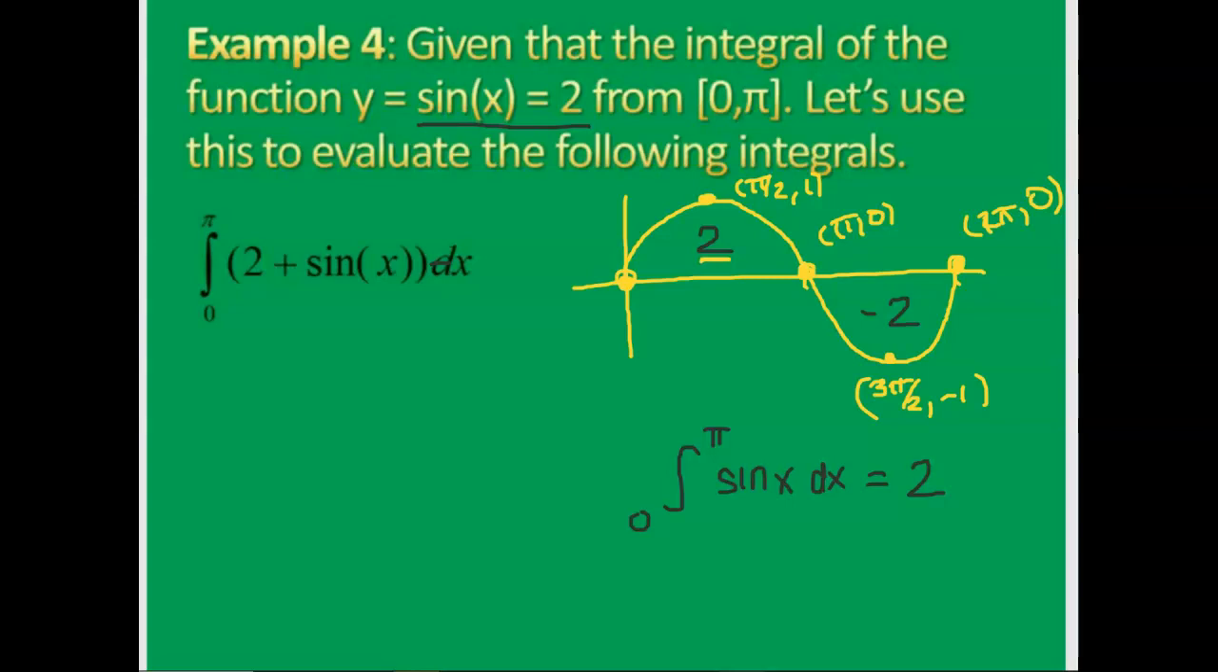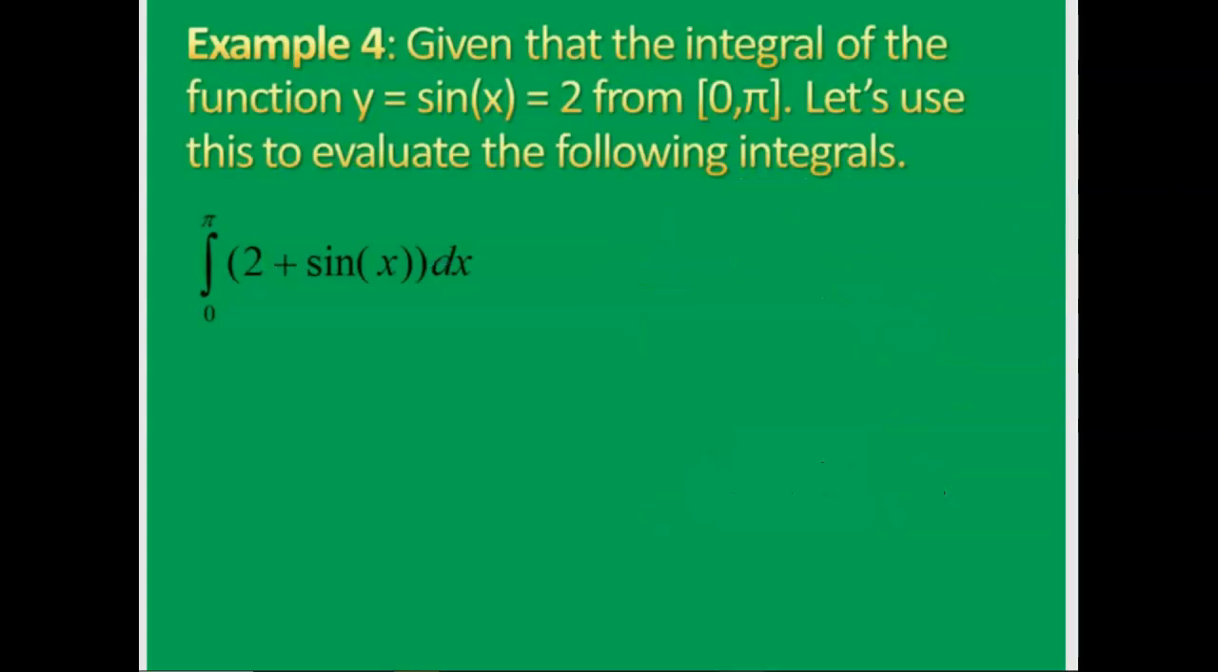Just like limits, integrals can be broken into multiple parts. So the integral from 0 to pi of sine x dx plus the integral of 2 dx would represent a function shifted 2 units up. So you would have to take the graph of sine x and shift it up 2 units. So that makes y equals 2 kind of like my new x-axis.